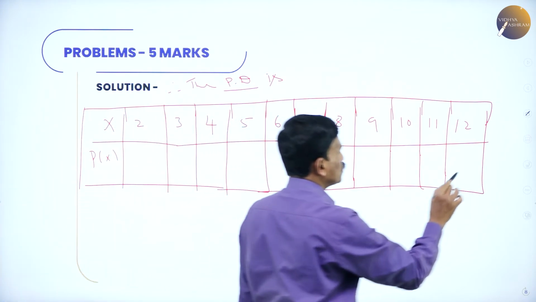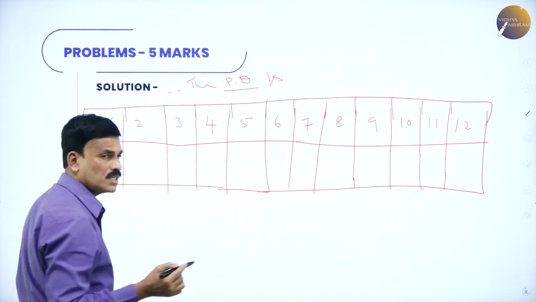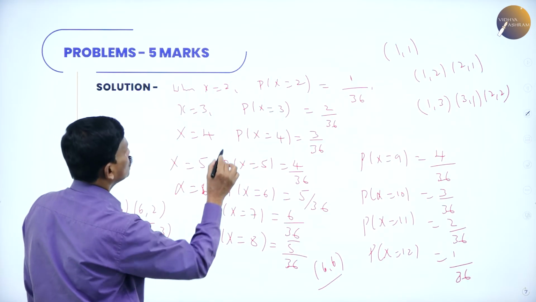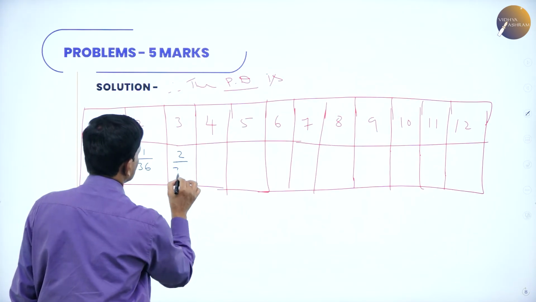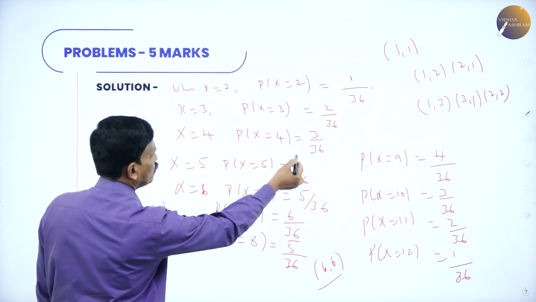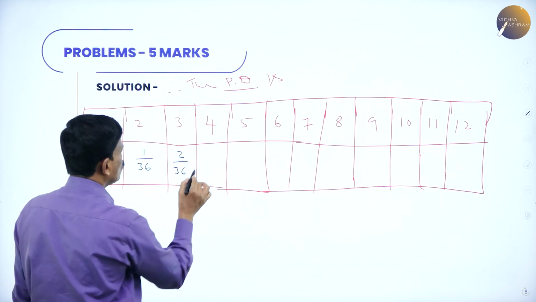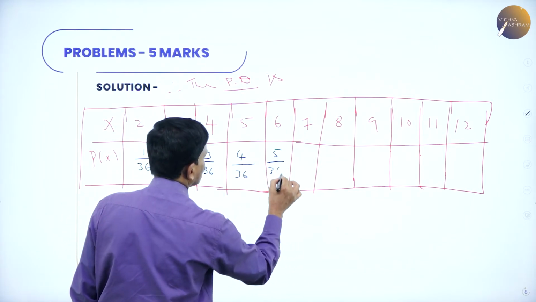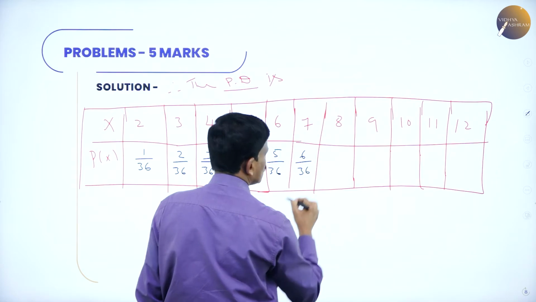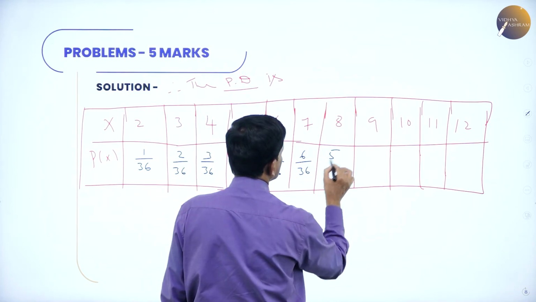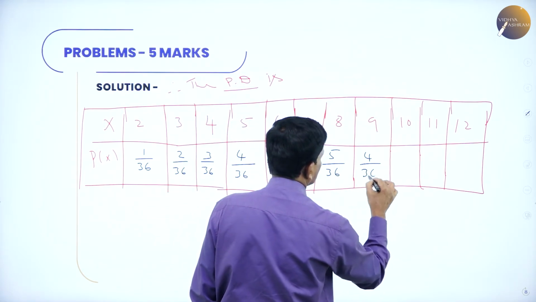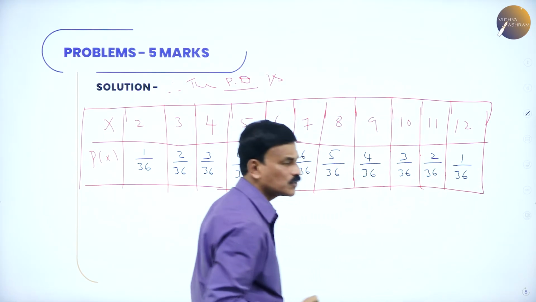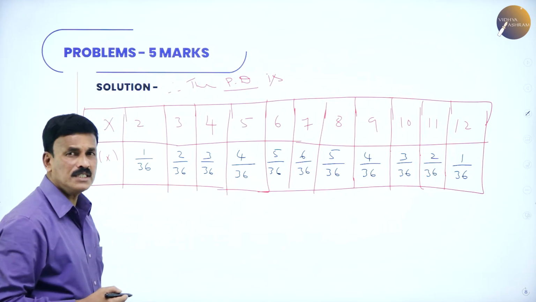Now substitute the values. When X is equal to 2, what is the answer we got? It is 1 by 36. When X is equal to 3, it is 2 by 36. X is equal to 4, 3 by 36. For 5, 4 by 36, then 5 by 36, then 6 by 36. Again it goes on decreasing, that is 5 by 36, 4 by 36, 3 by 36, 2 by 36, 1 by 36. Okay, this is the probability distribution.